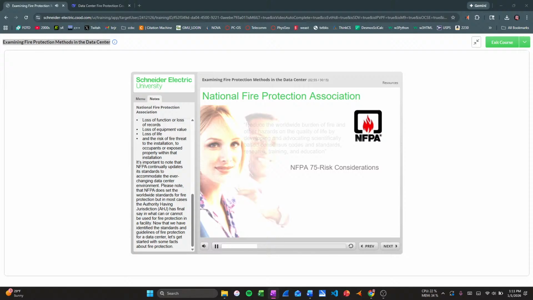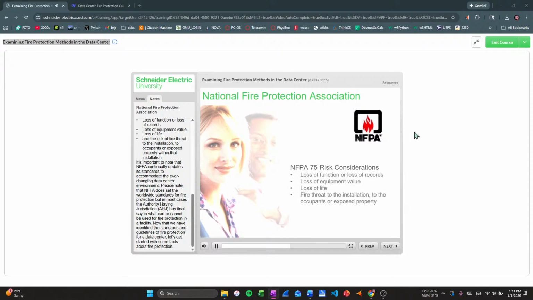The NFPA is responsible for creating fire protection standards, one of them being NFPA 75. NFPA 75 is the standard for protection of computer or data processing equipment. One notable addition to NFPA 75 that took place in 1999 allows data centers to continue to power electronic equipment upon activation of a gaseous agent total flooding system, which we will discuss later in this course.